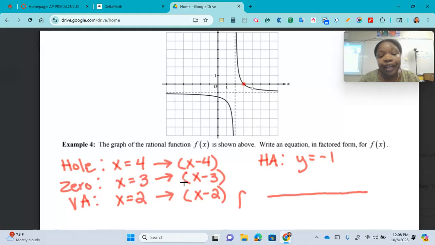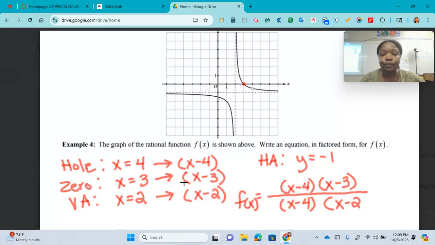Every equation starts with f of x equals, please don't forget that. All right. For our hole, we're going to put that at the top and the bottom. x minus 3 in the numerator. x minus 2 in the denominator. All right, we have all the vertical asymptote, zeros and holes, and now we need to get the horizontal asymptote.